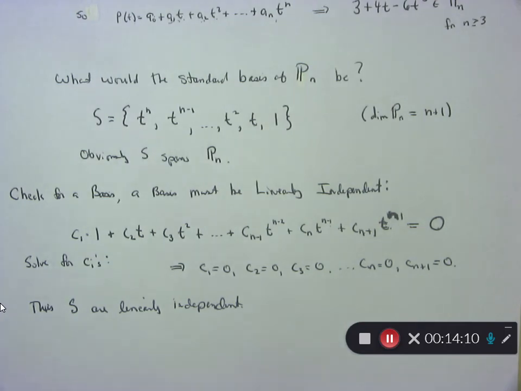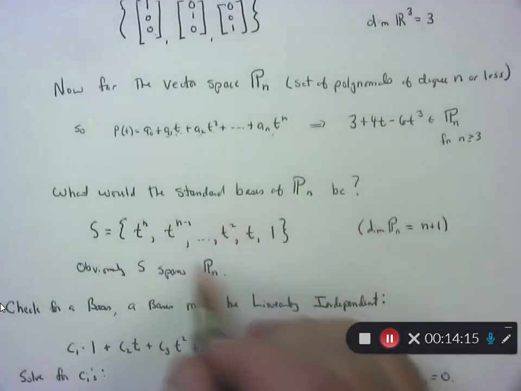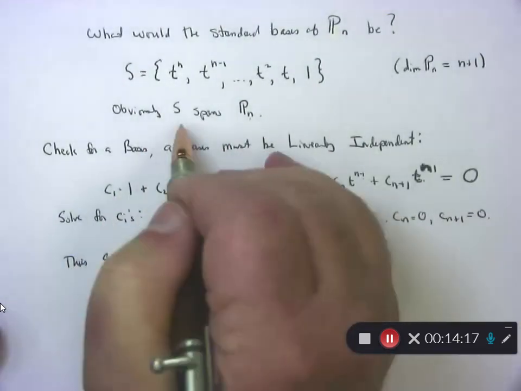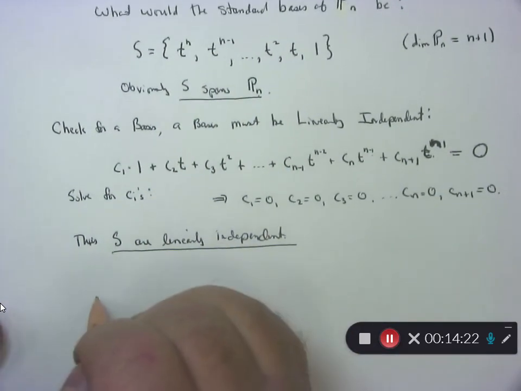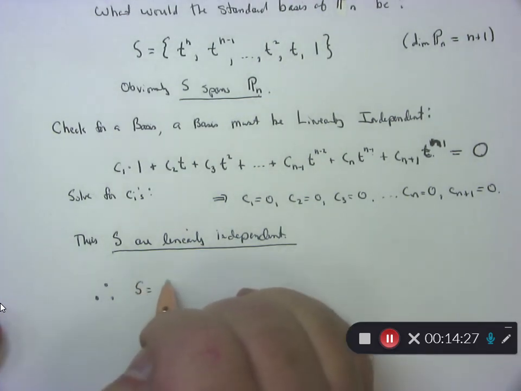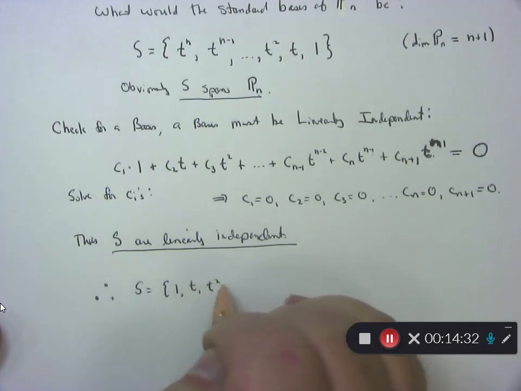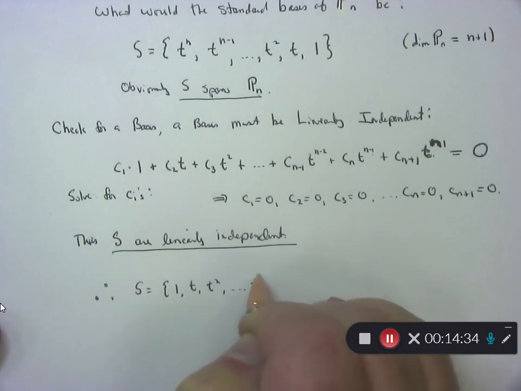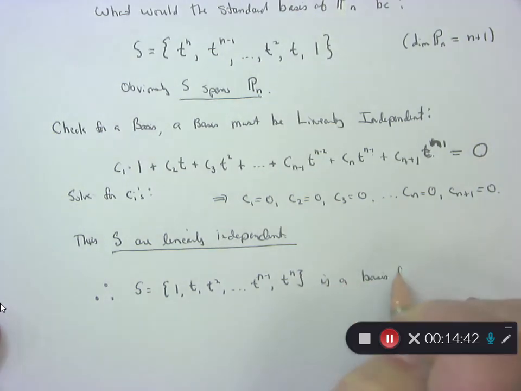Which means that I have a linearly independent system that clearly spans all of, in this case, Pn. So S spans all of Pn. S is linearly independent. Therefore S, which is equal to the set 1, t, t squared, up to t to the n minus 1 and t to the n, is a basis for Pn.